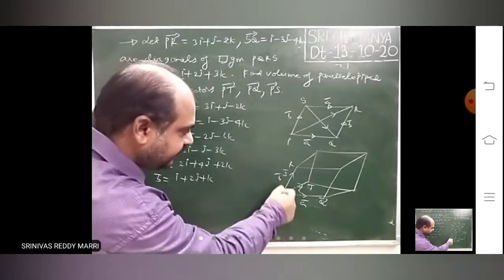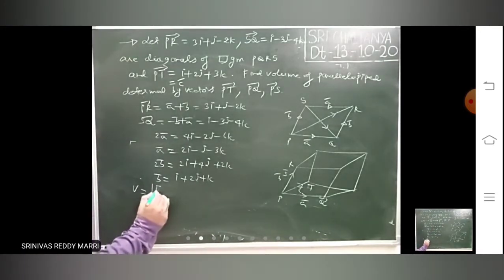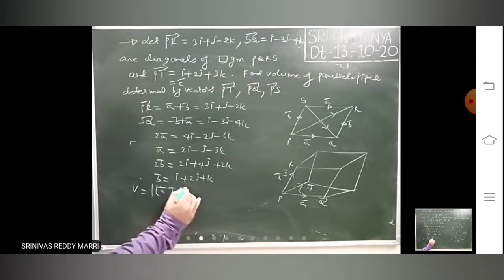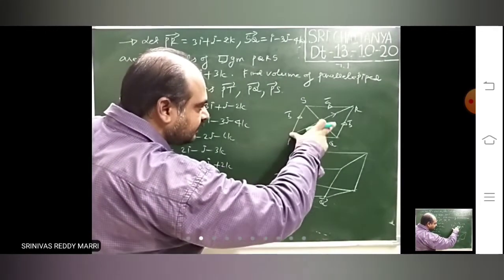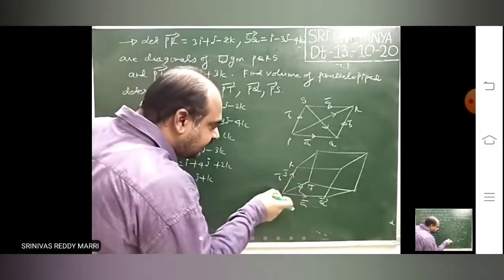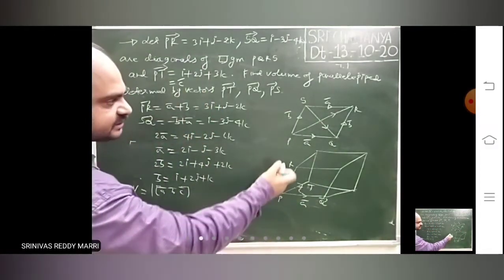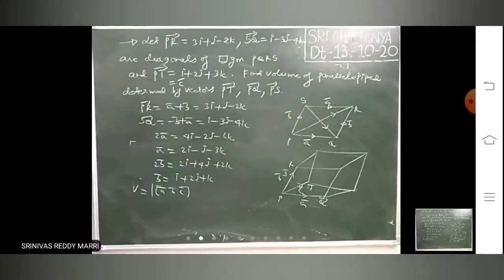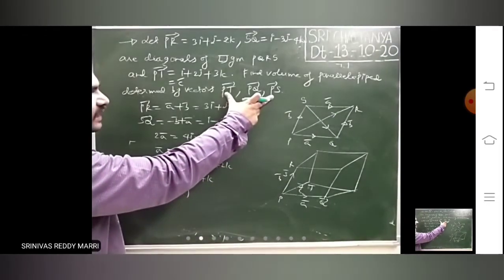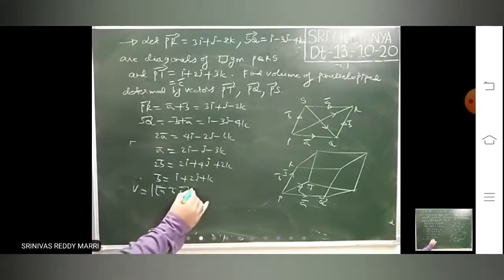So now A bar, B bar, C bar, the volume is nothing but the modulus of the scalar triple product. What it means is two adjacent sides and some other vector he has taken, those three will be non-coplanar. Any three non-coplanar vectors will form a parallelepiped. Determined by the vectors means these will be coterminous edges.